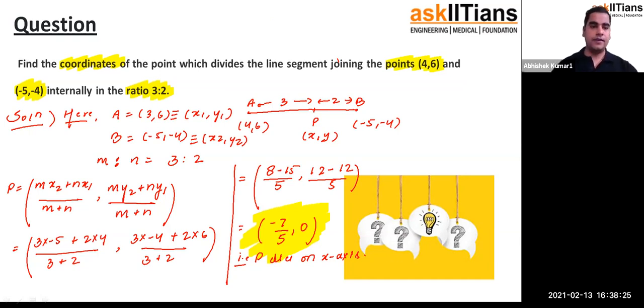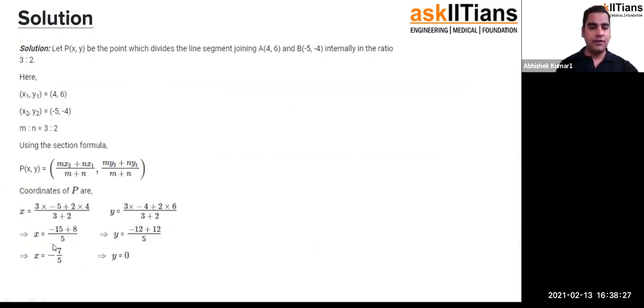Okay. So you can check here, they have done it in a very similar way. You can go through this solution if you would like to. The x coordinate is going to be minus 7 by 5 and the y coordinate is going to be 0. And they have used the same formula, that's the section formula. It's just that you have to put in the values and be a little careful when you do the calculation. If your calculation is right, your answer will be right automatically. All right. So let's move ahead.